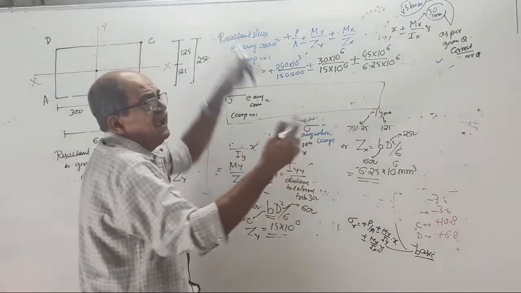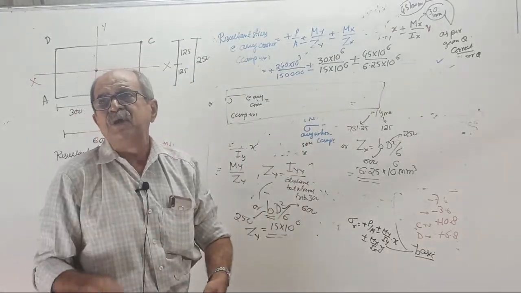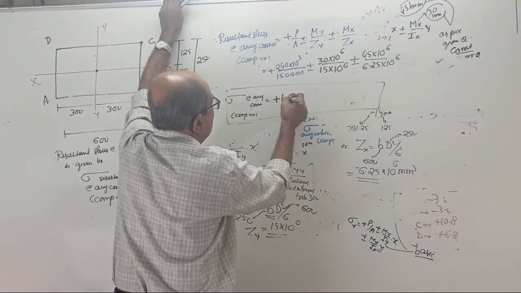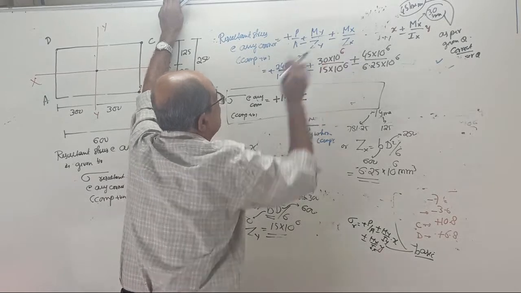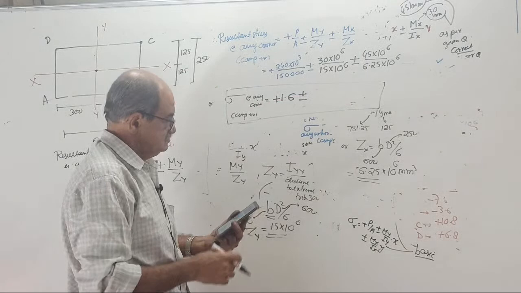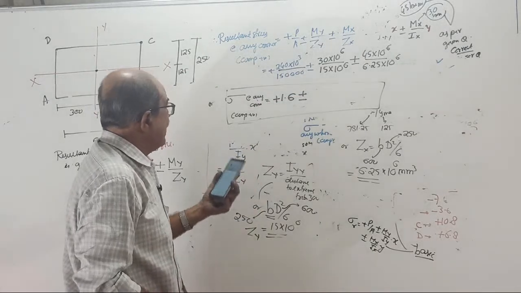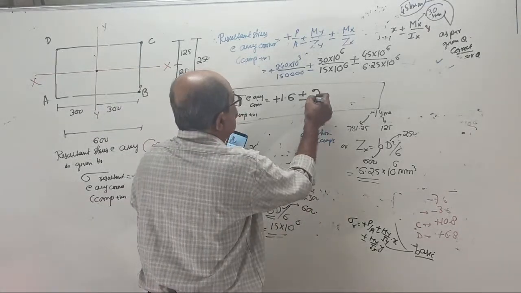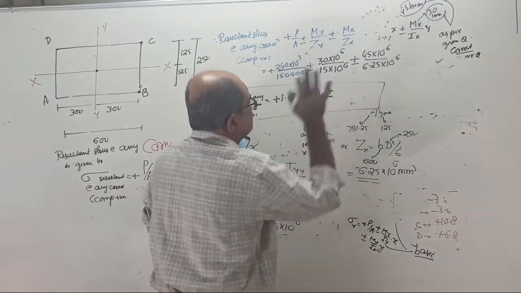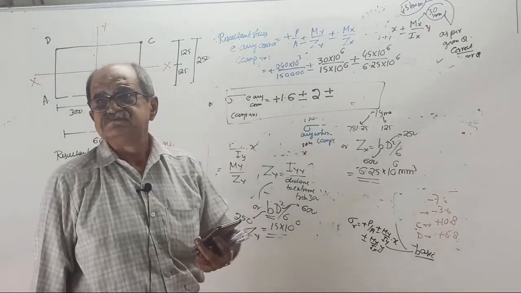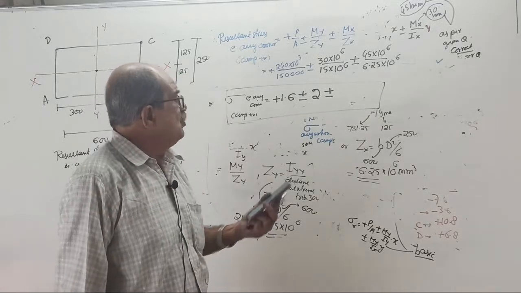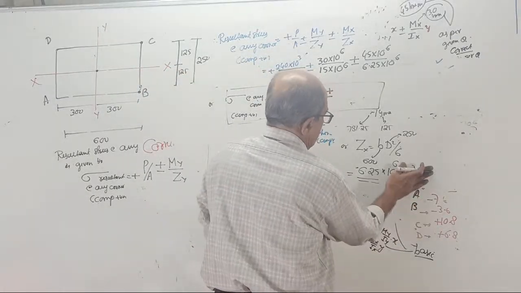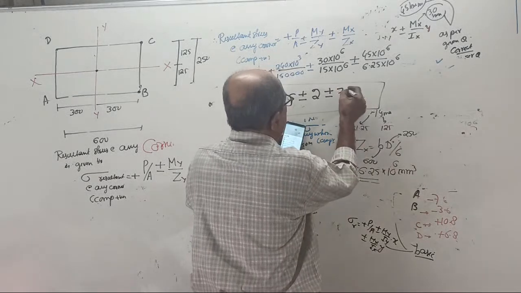Now X and Y will not come. Why? When you take the M by Z concept, X and Y will not come because it is already accounted for in the Z. First number, plus 1.6, correct? Plus or minus this number, first. Second number, 1.6 or 1.5, 1.6. Plus or minus second number, 2. Only 2. Again, plus or minus last number, 45 by 6.25. 7.2 is the answer.